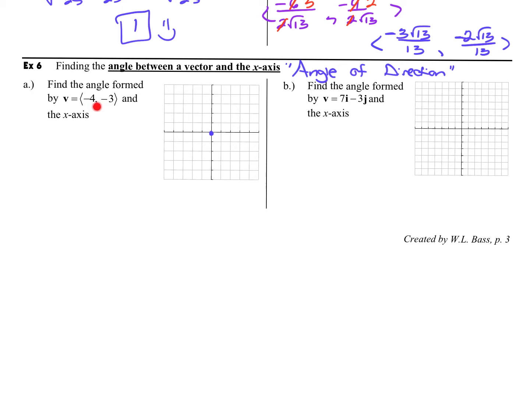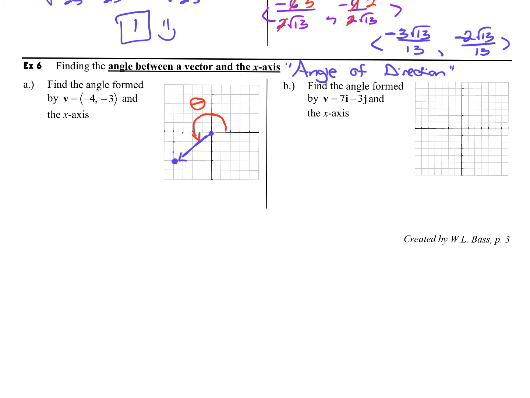So this is going to be our terminal point. We're going to go over -4 and down -3. 1, 2, 3, 4, 1, 2, 3. Okay. That is our graph of our vector. And what we want to understand is, what is this angle right here? We're trying to solve for that entire angle right there.